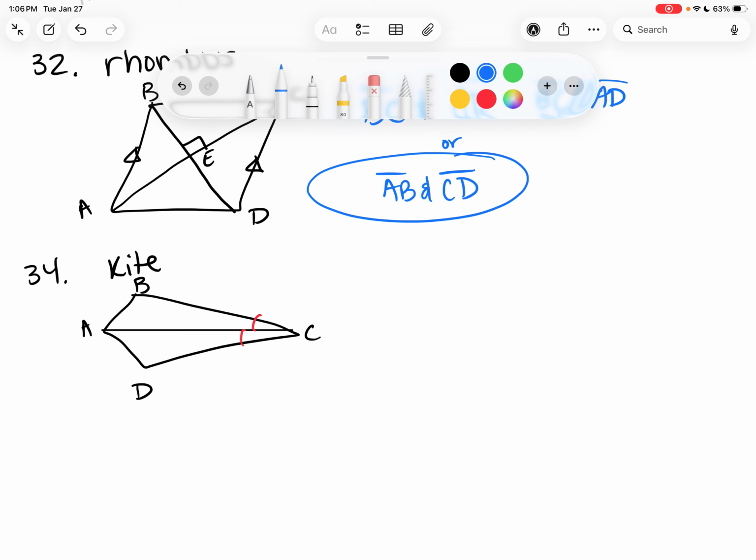That would be one option. What's another option? And what about angles? Any idea about that? Angle B and D are congruent.